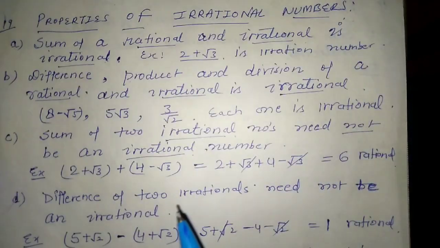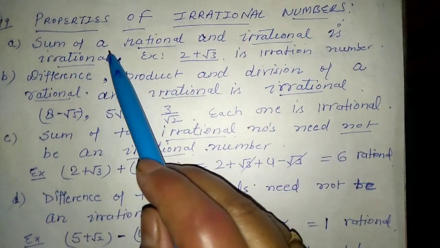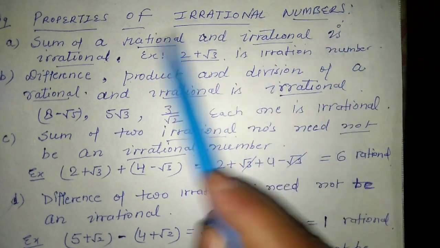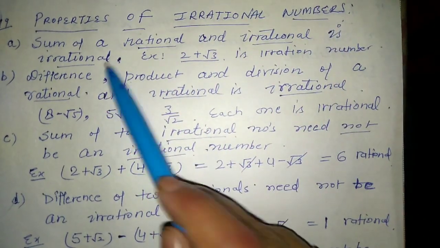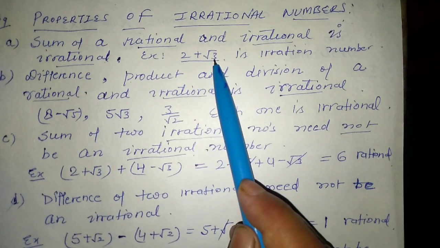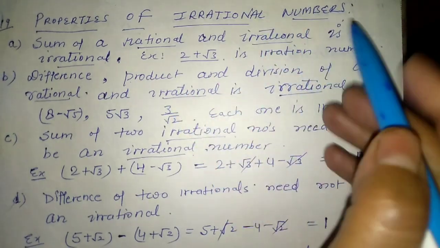Similarly, we have the properties for the irrational numbers. The sum of a rational and an irrational number is again irrational. For example, you can see 2 is a rational number, root 3 is an irrational number. Their sum will be an irrational number.